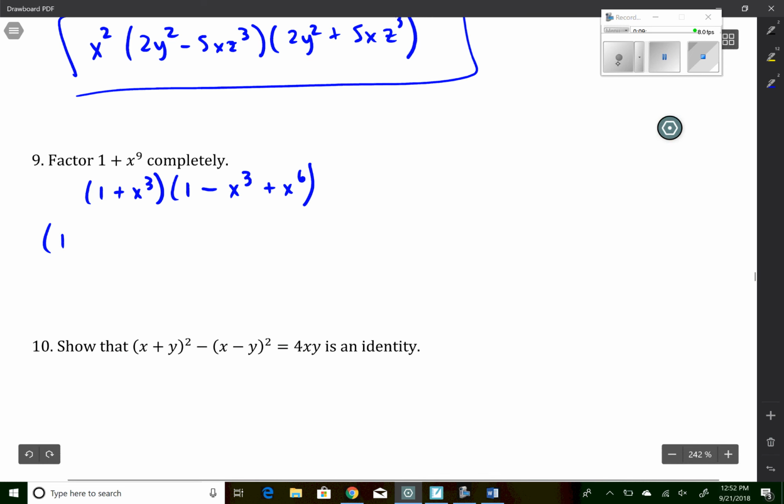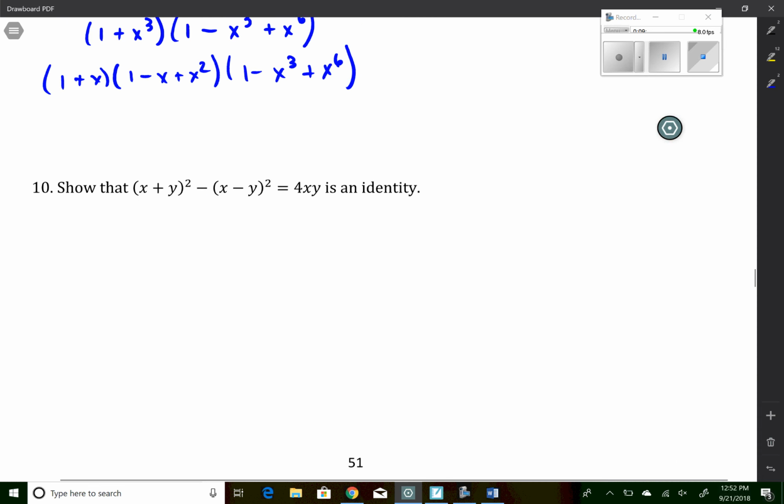I do the same thing again with these cubes, and we get our final answer. Notice this sum and difference of cubes thing is not going away, so keep practicing it.